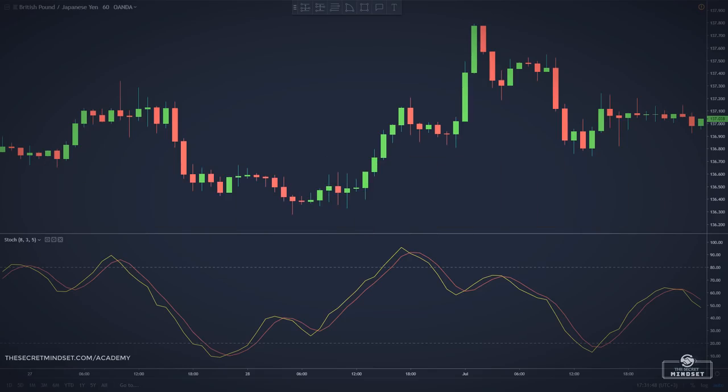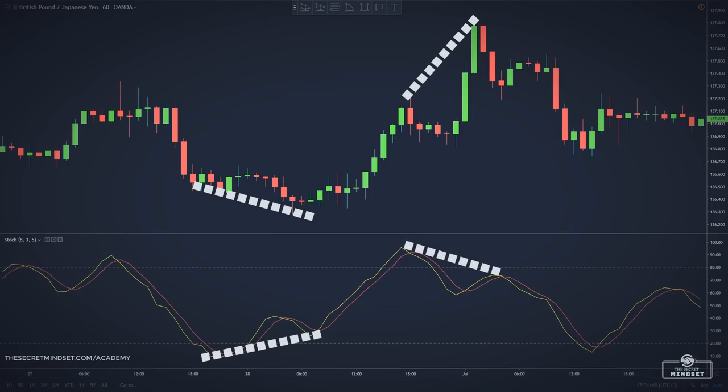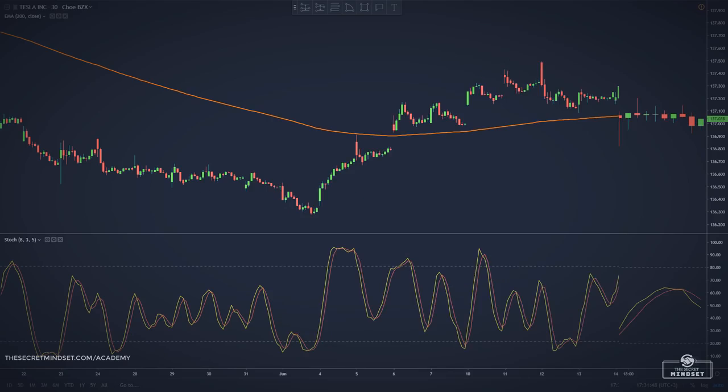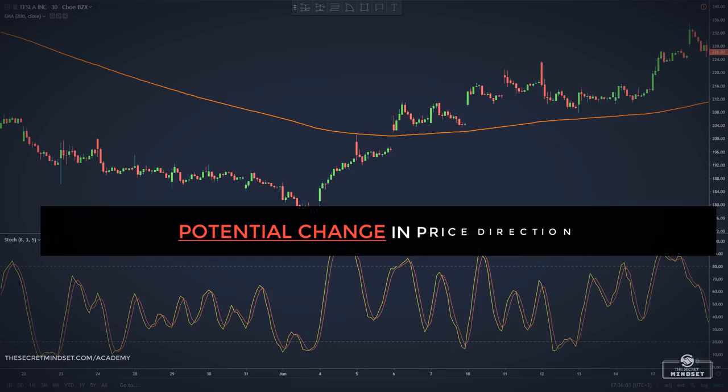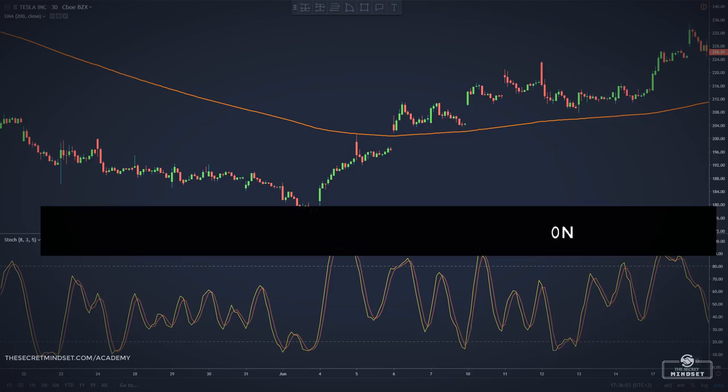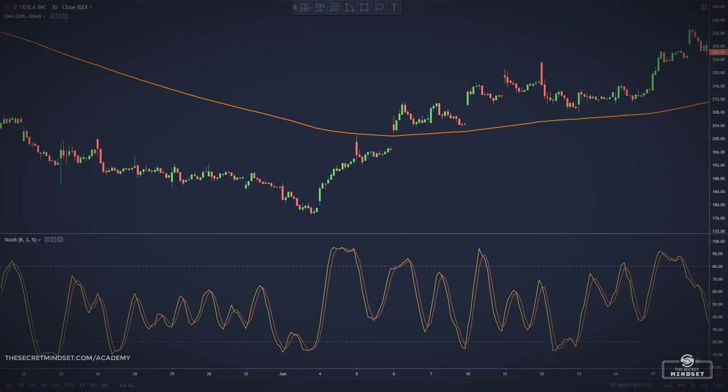A classic divergence occurs when the price forms a lower low, while the stochastic forms a higher low, indicating a possible buy, or when the price forms a higher high, while the oscillator forms a lower high, indicating a possible sell. When a divergence occurs, a potential change in price direction could be on the cards. This is my favorite method to trade with the stochastic oscillator.